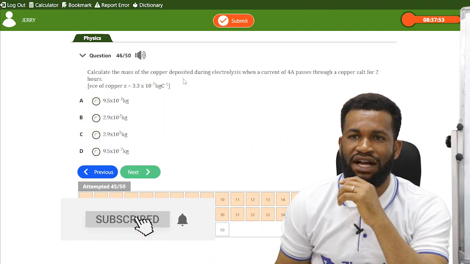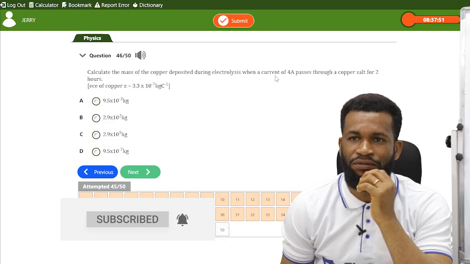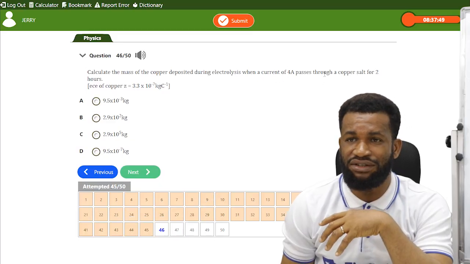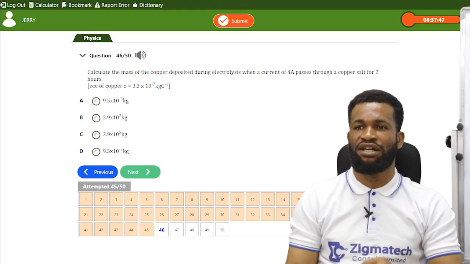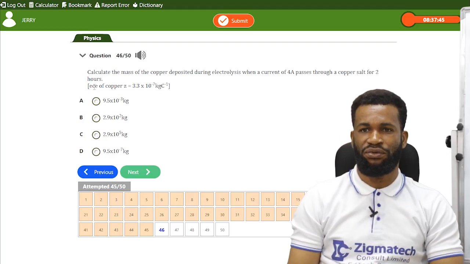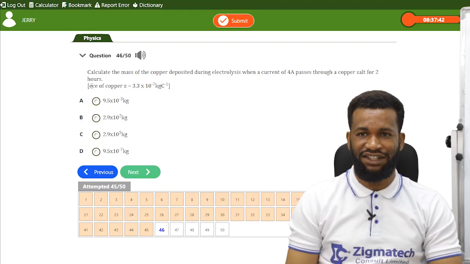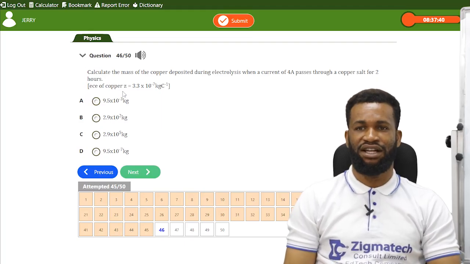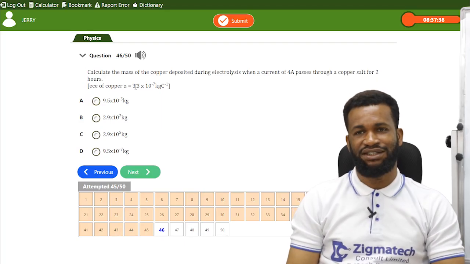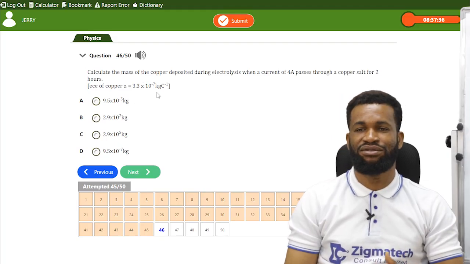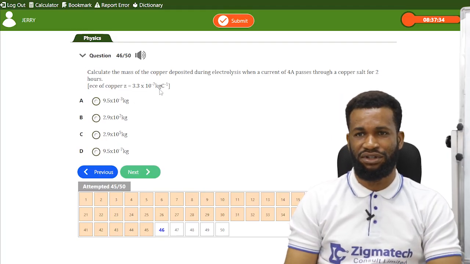All right, calculate the mass of copper deposited during electrolysis when a current of 4 ampere passed through a copper salt for 2 hours. ECE, that is electrochemical equivalent of copper, which is represented as Z, is equal to 3.3 times 10 raised to the minus 7 kilogram per coulomb.